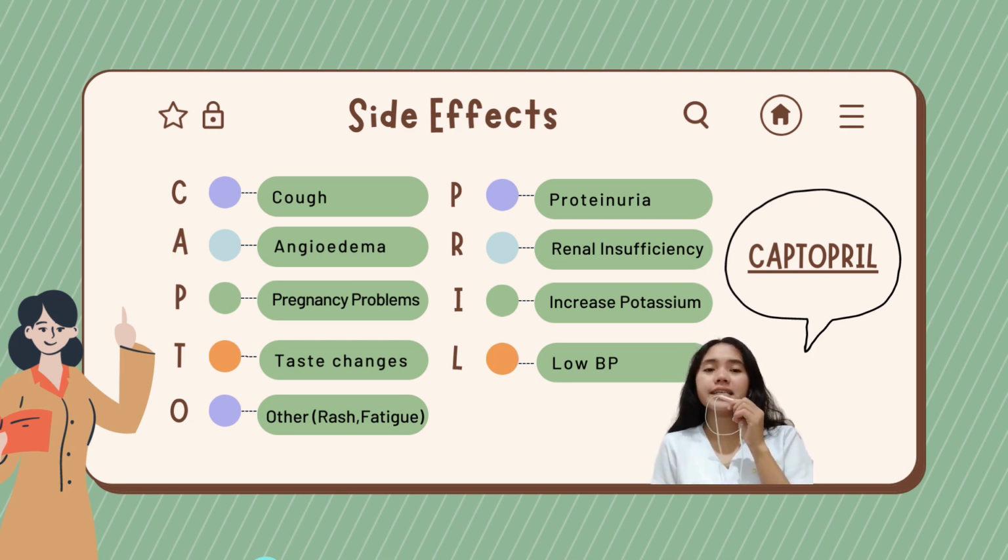ACE inhibitors rarely cause any side effects, but when they do, they include the following. Just remember one of the ACE inhibitor drugs, which is captopril. C for cough, A for angioedema, P for pregnancy problems because it can be teratogenic or cause fetal deformities, T for taste changes because you may experience a metallic taste. Others include rash and fatigue, E for proteinuria, R for renal insufficiency, I for increased potassium or hyperkalemia, and L for low blood pressure or hypotension.